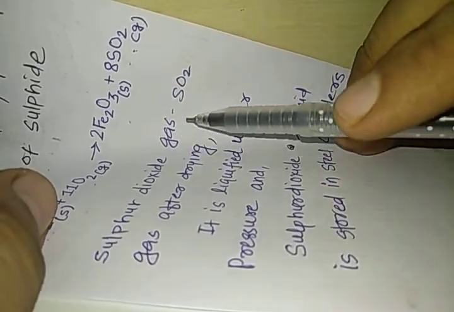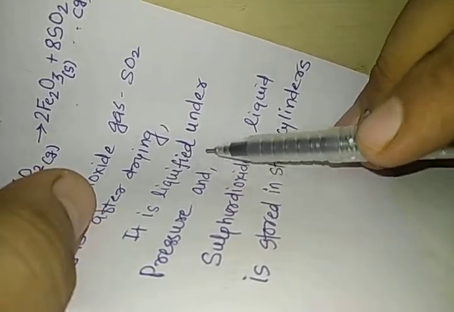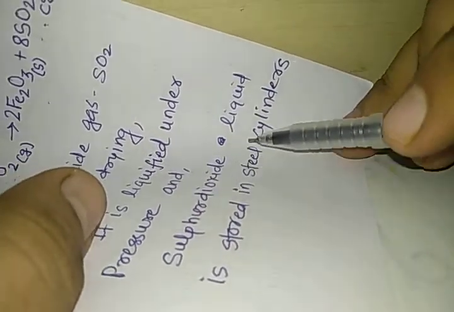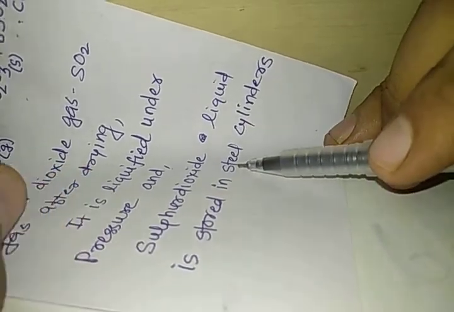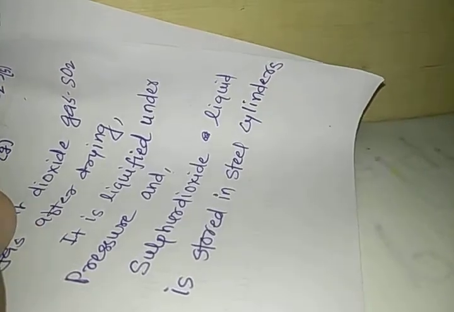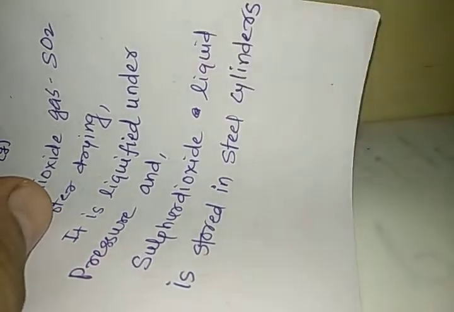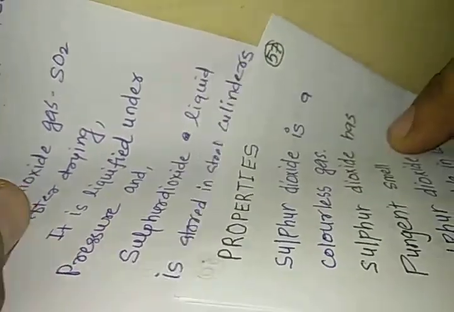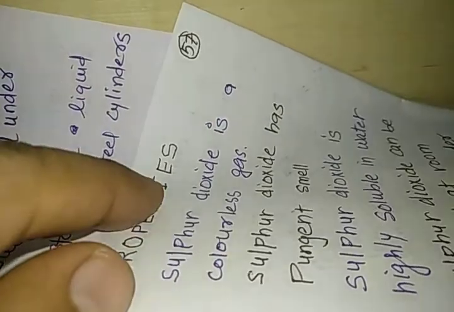Sulfur dioxide gas, that is SO2 gas, after drying, is liquefied under pressure, and the liquid sulfur dioxide is stored in steel cylinders. So this is how we can understand the various types of preparation of sulfur dioxide. Then we should study the properties of sulfur dioxide.